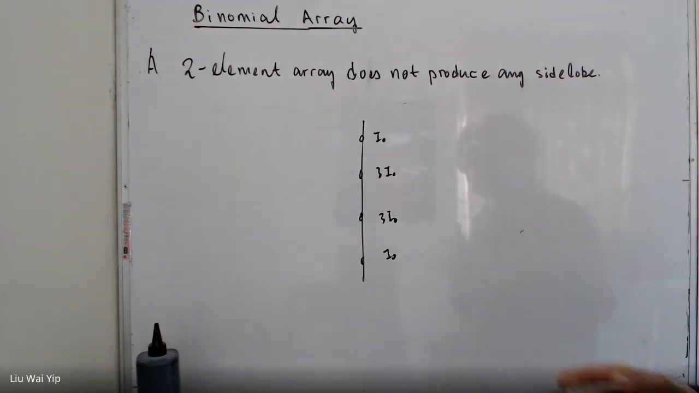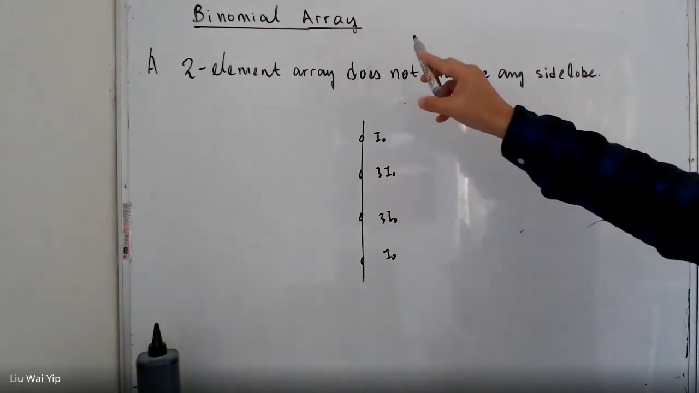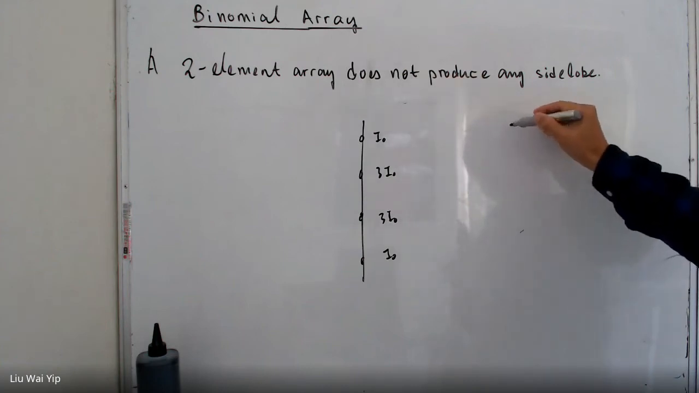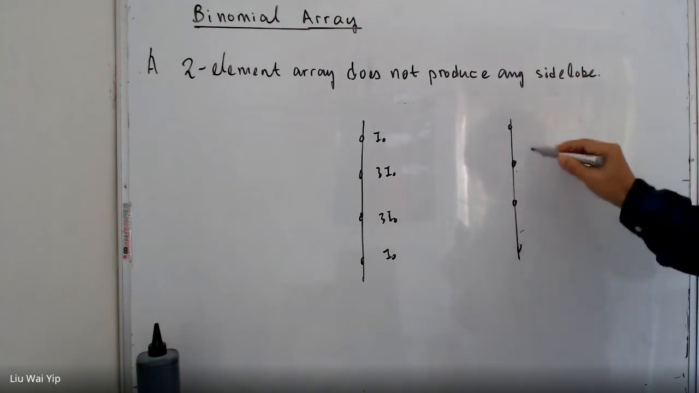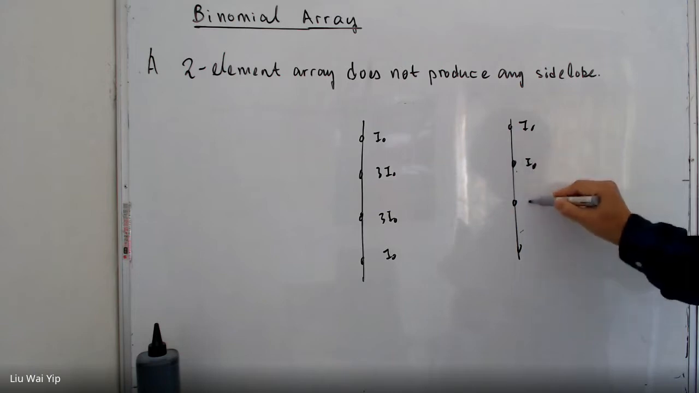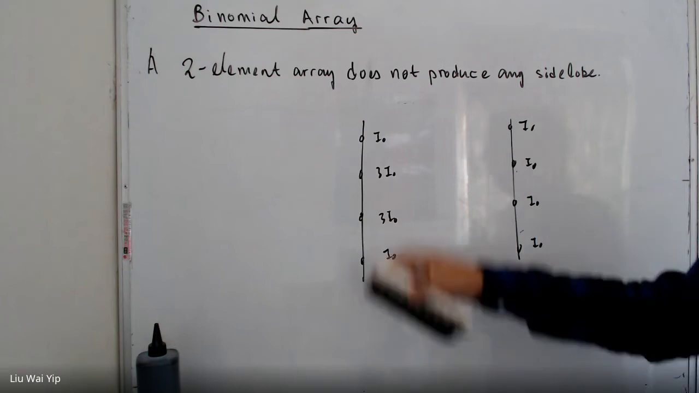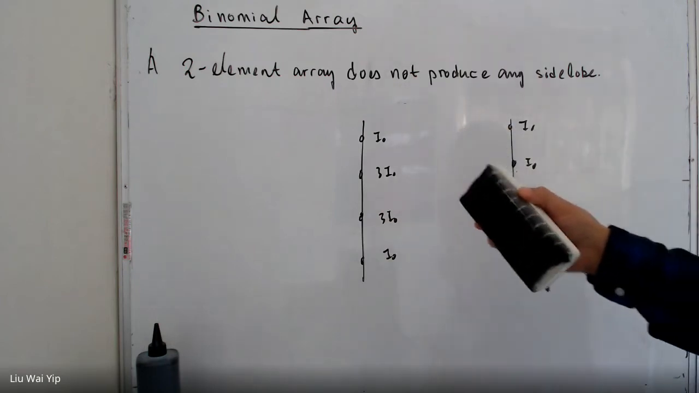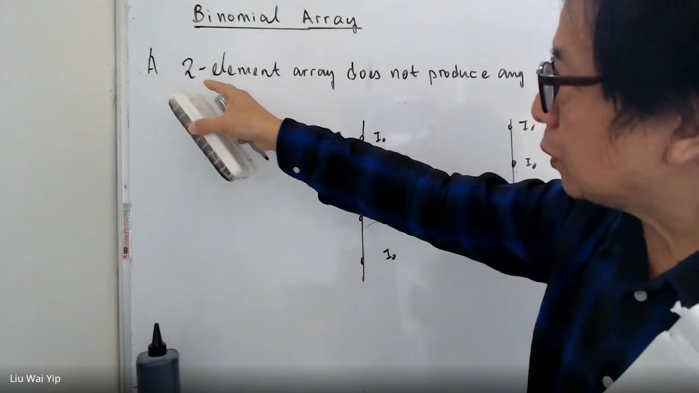This is one of the characteristics of binomial array. In a uniform array, you have the excitation coefficient the same for all elements. So before going forward, I would like to tell you the background rationale for this array.